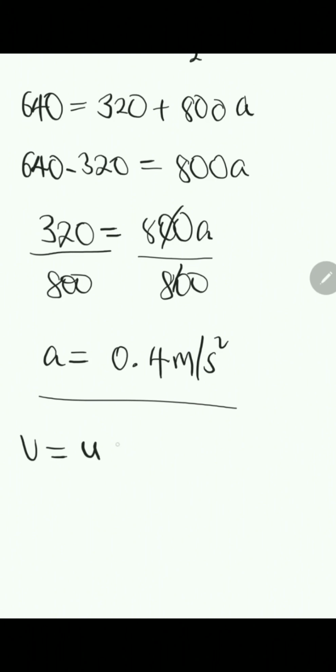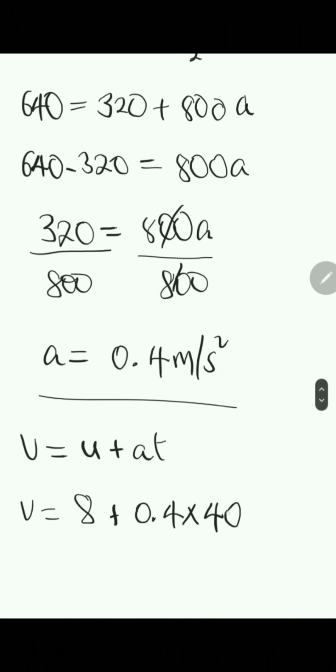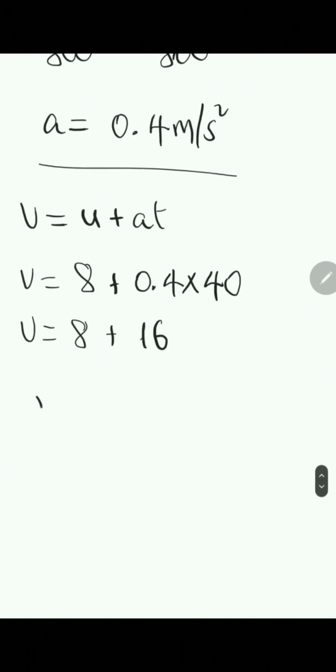Now we come to the velocity, which is the final velocity, v equals u plus at. So where there's u, you put 8, then add with a, which is 0.4, multiplied by t, which is 40 seconds, since that's the required time interval. Then you get 8 plus, when you multiply 0.4 times 40, it gives us 16. Then the sum of 8 and 16 is 24. So that's how you get v to be equal to 24 meters per second.